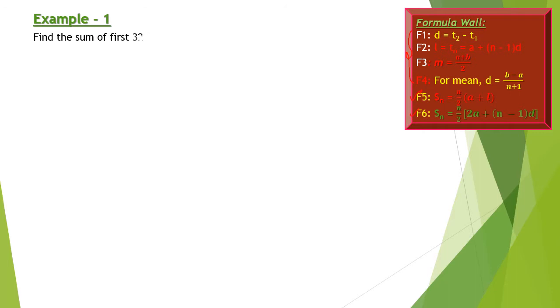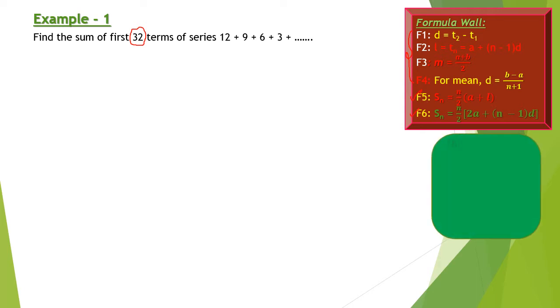Find the sum of the first 32 terms of the series. You can see there is a series there, and the number of terms n is 32. So which formula are we going to use? We are going to use formula 6, because we don't have the last term, and so it is very easy to use formula 6. Now let's start our solution.